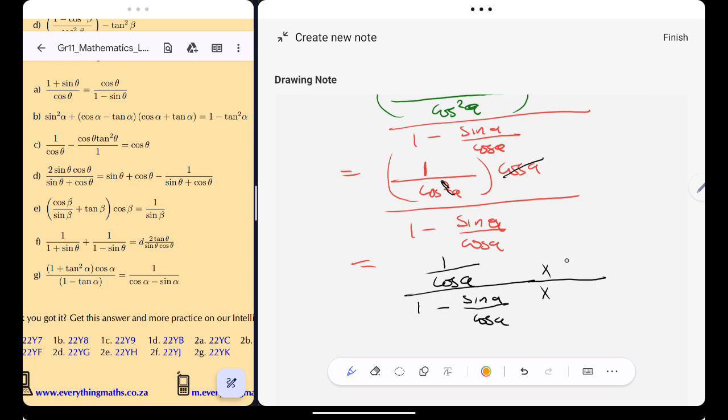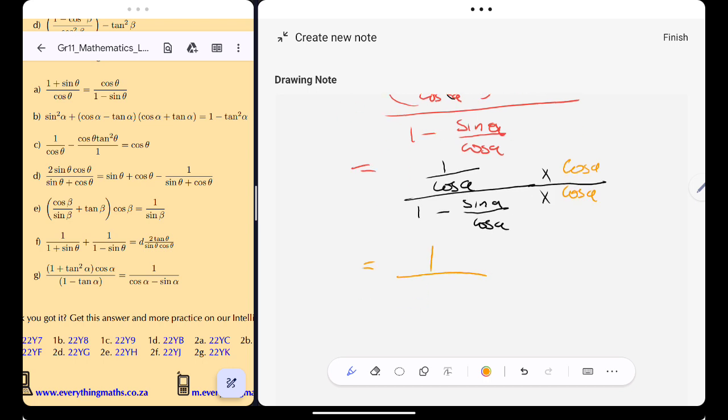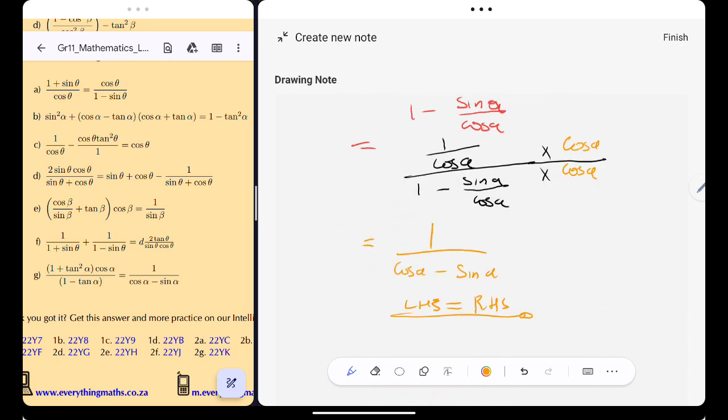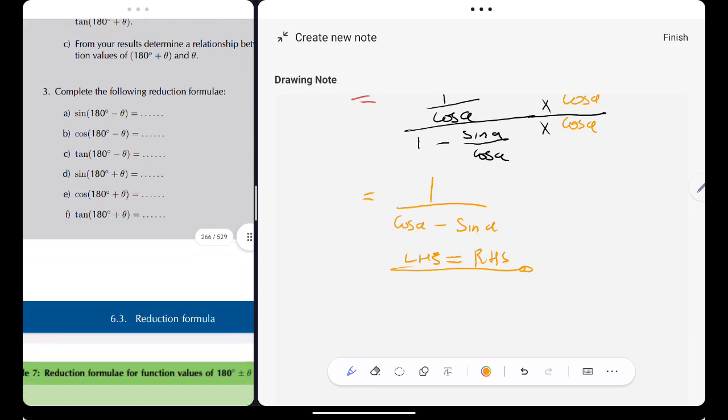So I'll multiply the top and bottom by the LCD, which is equal to what? To cos A. Okay, whenever I multiply 1 over cos A with cos A, I'll simply get 1. Then whenever I multiply 1 with cos A, I'll get cos A. Whenever I multiply sine over cos with cos, I'll get sine. So now the left hand side is the same as the right hand side. This is how you prove identities, guys. This was just covering the grade 11 part.